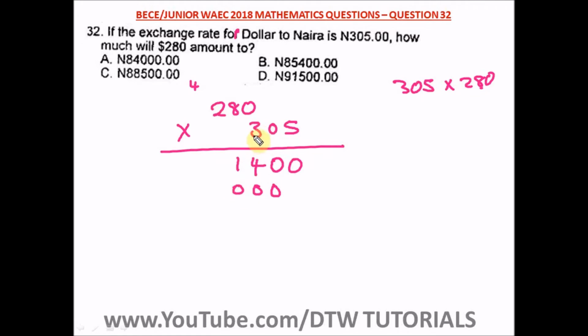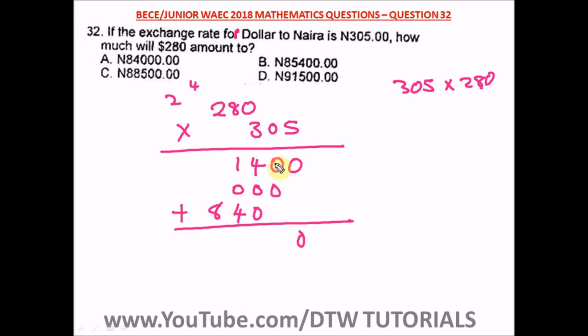All right, here we have 3 times 0. We have 0. 3 times 8, we have what? 24. We put down a 4, we carry 2. And what is 3 times 2? 6. And 6 plus 2 will give us what? 8. Alright, so we have to add this up.